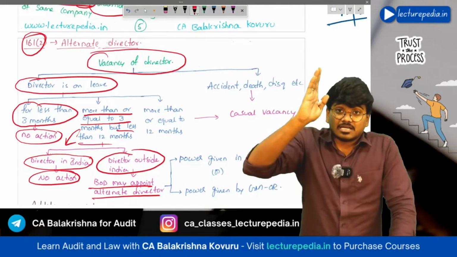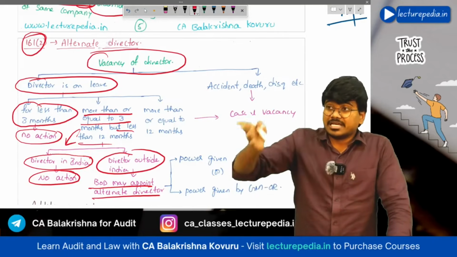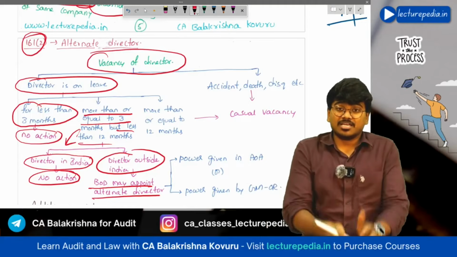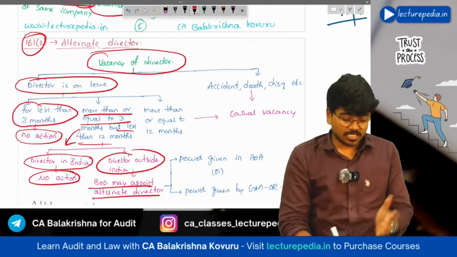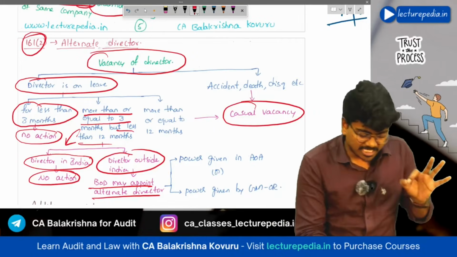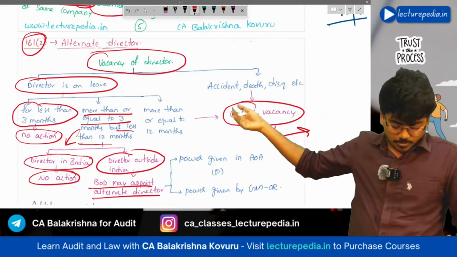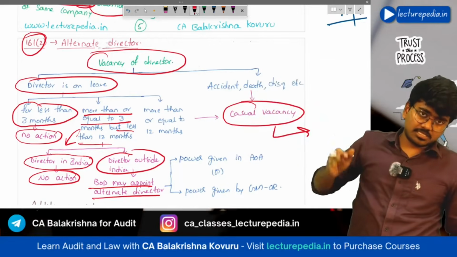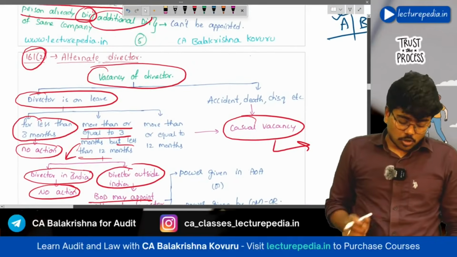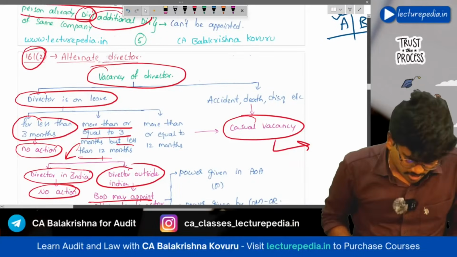So if he is on leave for more than 12 months, it is obvious that he has not attended any board meeting in that period. If he has not attended any board meeting, it will create a casual vacancy of his office. I will explain what is meant by casual vacancy in Section 161 Subsection 4, after completing this section. We are having nominee director. After nominee director, I'll explain casual vacancy. So if a director is on leave for more than 12 months, then a casual vacancy will be created in his office. You just remember this point as of now.